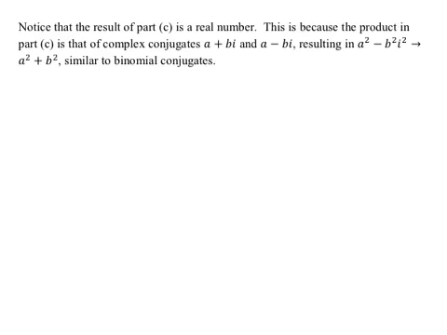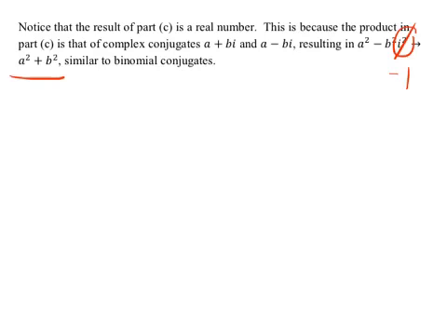The middle terms drop off. You end up getting whatever a was squared minus whatever b is squared, and then you have an i squared. The i squared is negative 1, so this becomes just simply negative 1, which makes this a squared plus b squared.